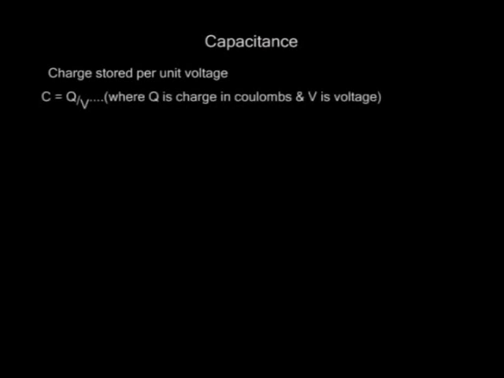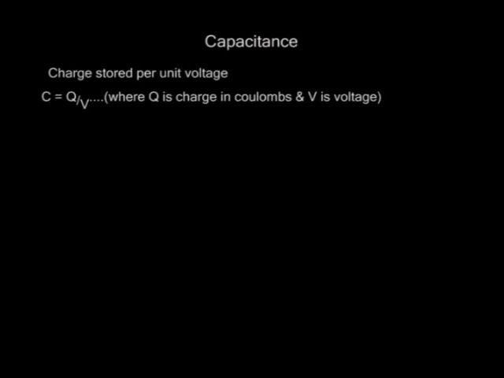Capacitance. The capacitance of a capacitor is a measure of the amount of charge the capacitor can store when connected to a given voltage and is defined as the charge stored per unit voltage. Capacitance C is equal to Q over V, where Q is the charge in coulombs and V the voltage.